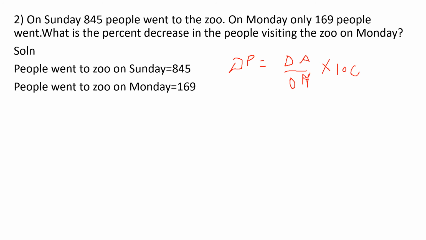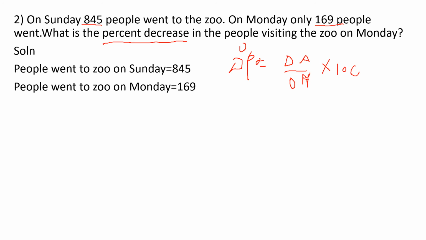So next, what you want to find out in this question? What is the percentage decrease in the people visiting the zoo on Monday? So some amount of people were reduced on Monday, right? Sunday 845, but Monday only 165. So it is reduced. So we want to find out decreased percentage. If you want to find out, then decreased amount we should know, right? So we want to find the decrease.